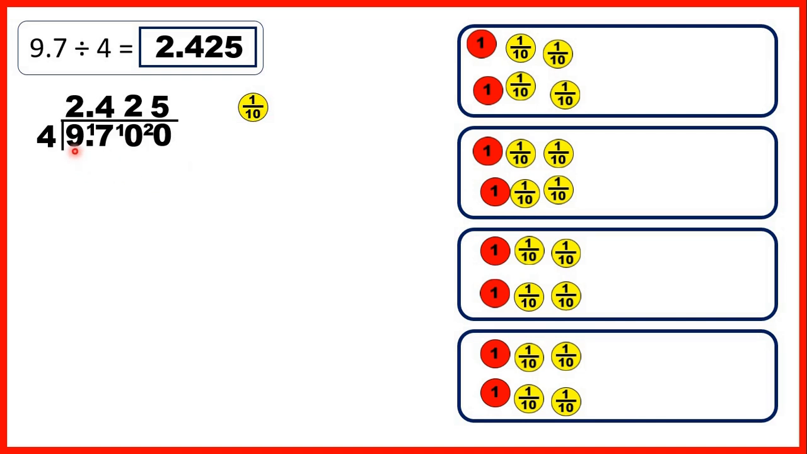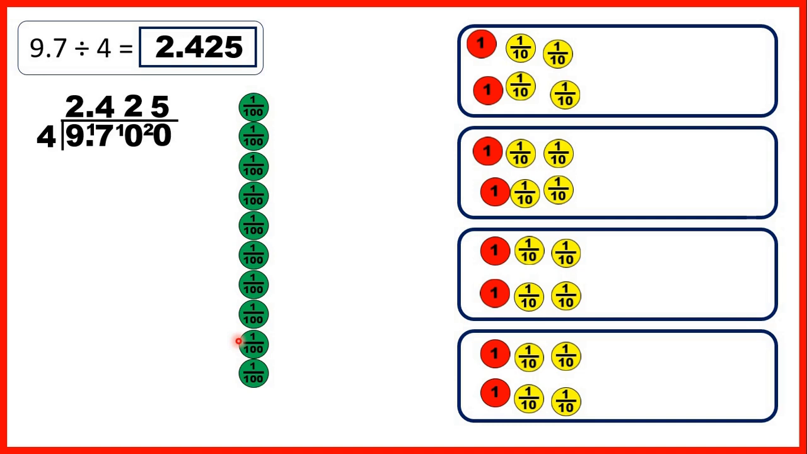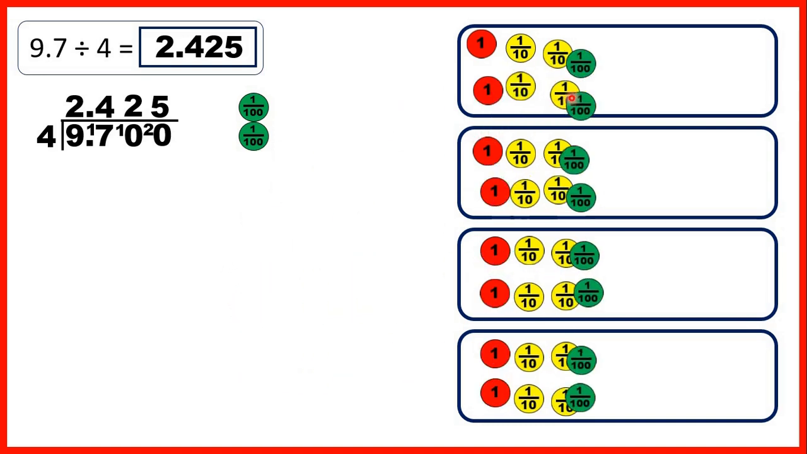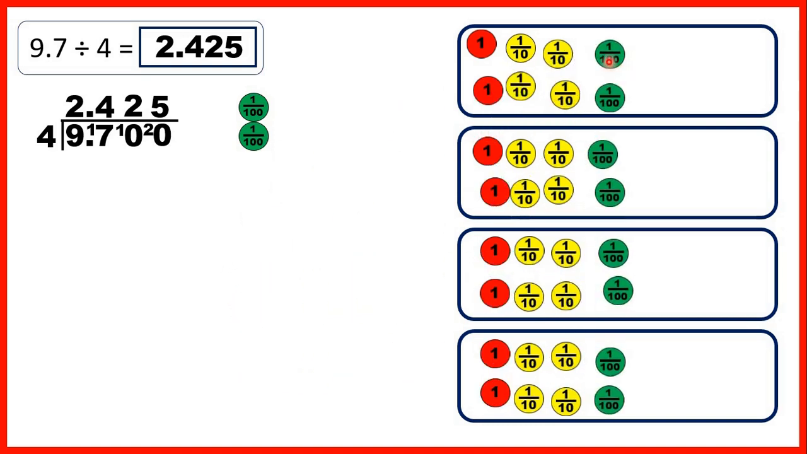So we extended 9.7 to 9.70, and we could do that because 1 tenth is the same as 10 hundredths. Now we can share out 8 of those hundredths, and we have 2 hundredths in each group, so that's why we have 2 in the hundredths digit of our answer.